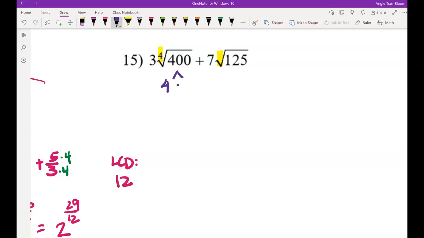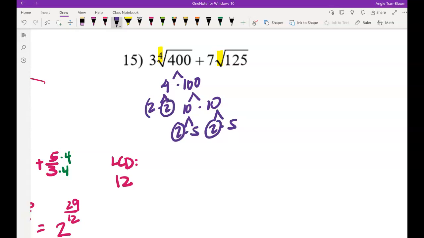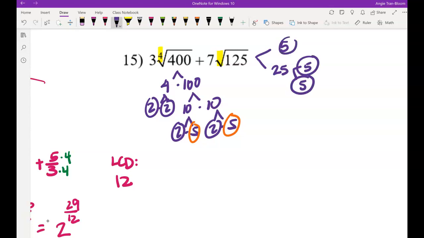400 is 4 times 100. 4 is going to be 2 times 2. 100 is going to be 10 times 10. Break that down to 2 times 5 and then 2 times 5. So definitely 2, 2, 2, 2, 4 twos. And then we have 5 and 5. So that's gonna be cool. We will write that together in a little bit. 125 is going to be 5 times 25, right? And then 25 is 5 times 5. So this one, we got 3 of these. Okay, let's put them together.